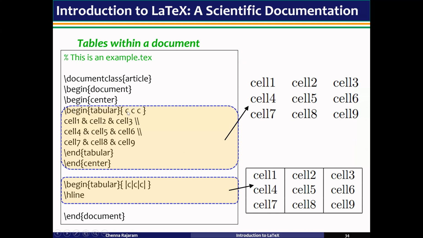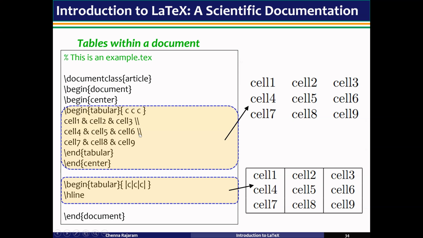So \begin{tabular}{ccc} means here we have three columns, and these three columns are positioned exactly at the center of cell 1, cell 2, cell 3, and these entities are separated by the symbol ampersand. So the first row is completed, then you have to provide the double backslash. Then it enters into the next row, cell 4, cell 5, cell 6.